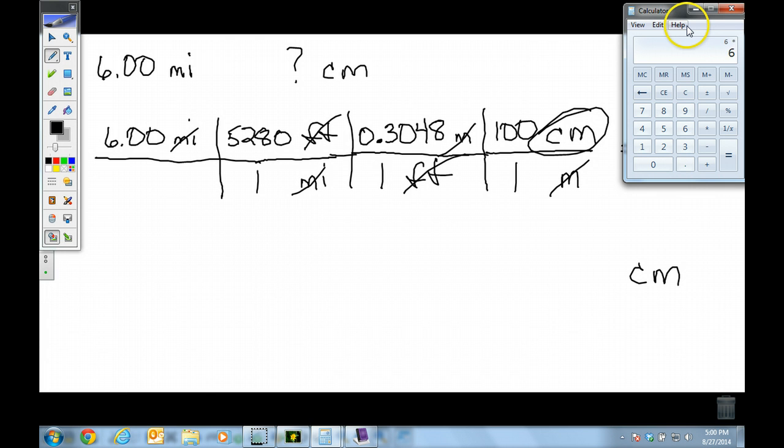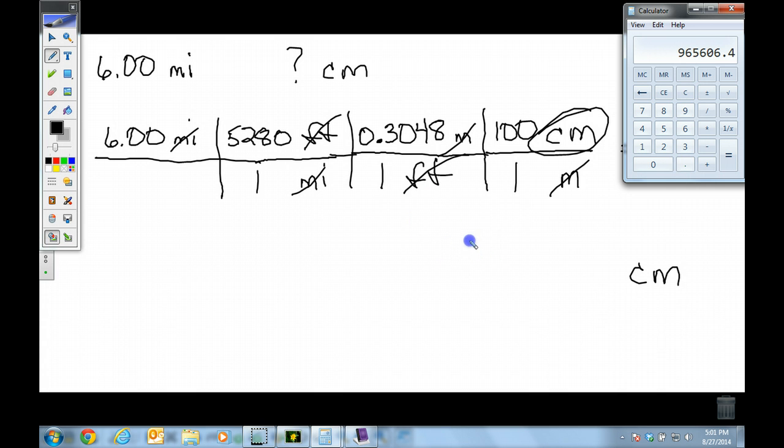6.00 times 5,280 times 0.3048 times 100. That's what your calculator says. But we can only use 3 significant figures. Looking at 3 significant figures, our answer is going to be about 965, but that's what we're going to round to. The 6 tells us to round up. Our answer is 966,000. 2 ways to write that.